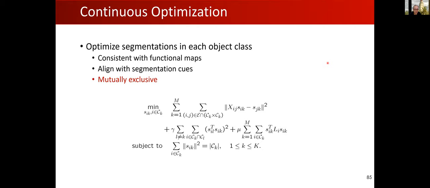This is what the continuous optimization looks like, and it's very much the same as before. We want to, given the Xijs, find indicator functions that are consistent with the maps and consistent with segmentation cues. The new term here is this, that says for different entities, the corresponding functions should be orthogonal. That is, they should not use the same pixels to indicate the entity. Now you may say, well, this is a quartic term. How do you deal with it in the optimization? And yes, this is difficult. And what we do is we fix all of the S's except one, optimize for that, and then alternate to the other S's, but I will not discuss details.